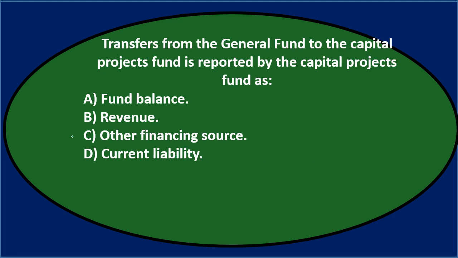Next question. Transfers from the general fund to the capital project fund is reported in the capital projects fund as either A, fund balance, B, revenue, C, other financing source, or D, current liability. Let's go through this again using the process of elimination. Transfers from the general fund to the capital projects fund is reported in the capital projects fund as what?